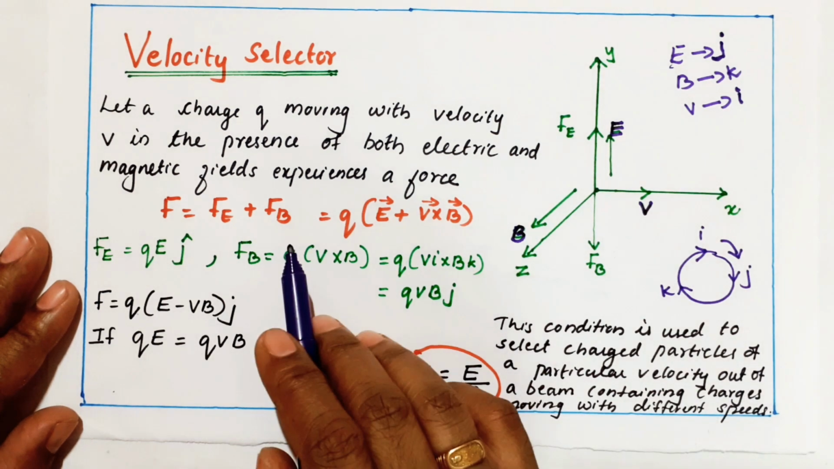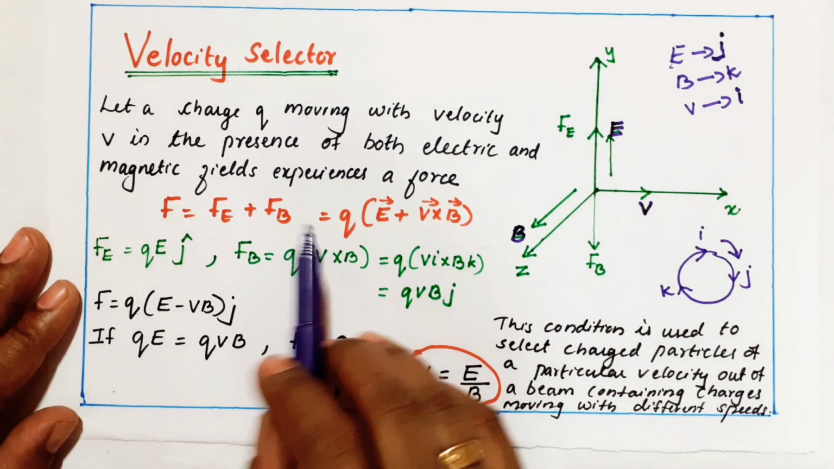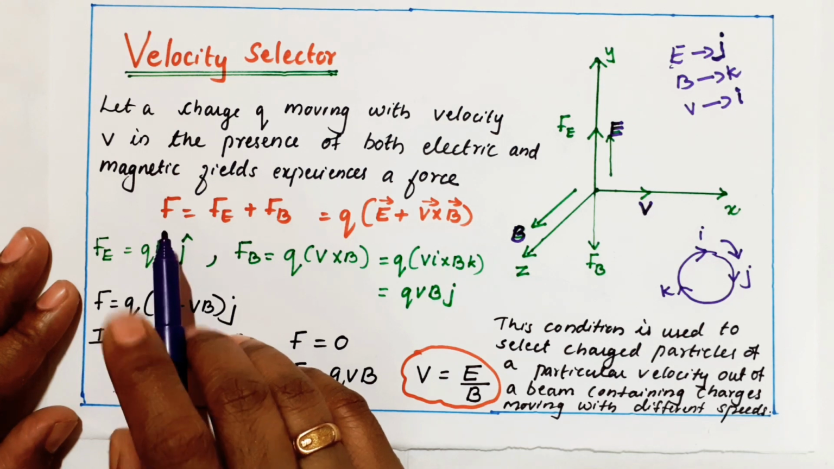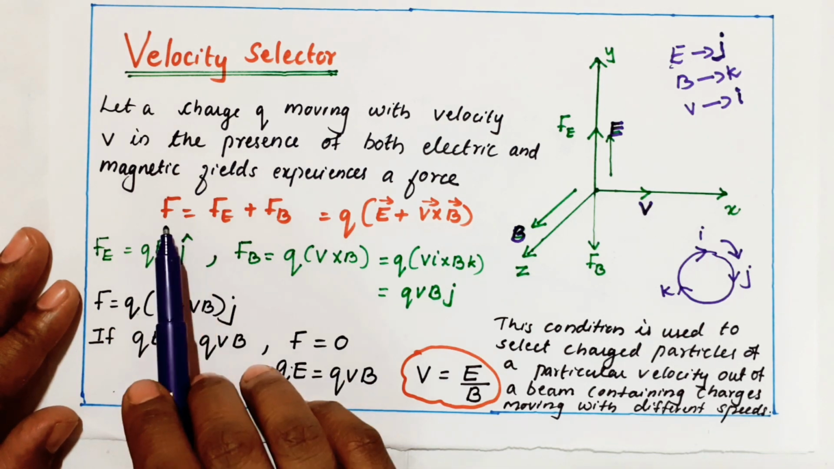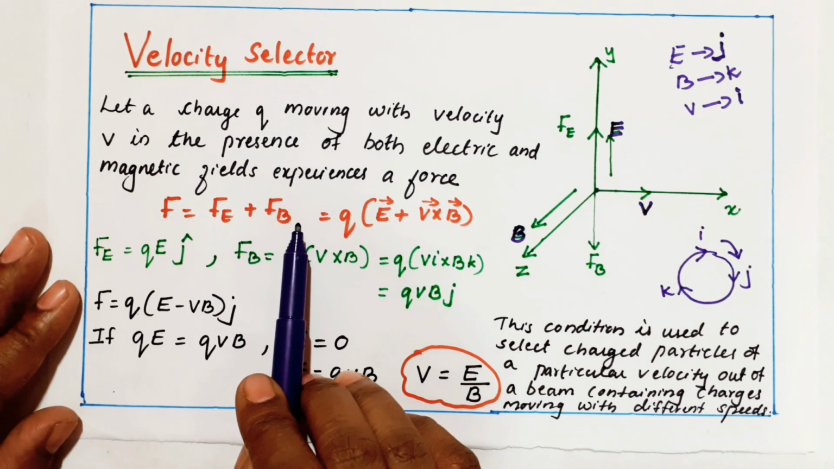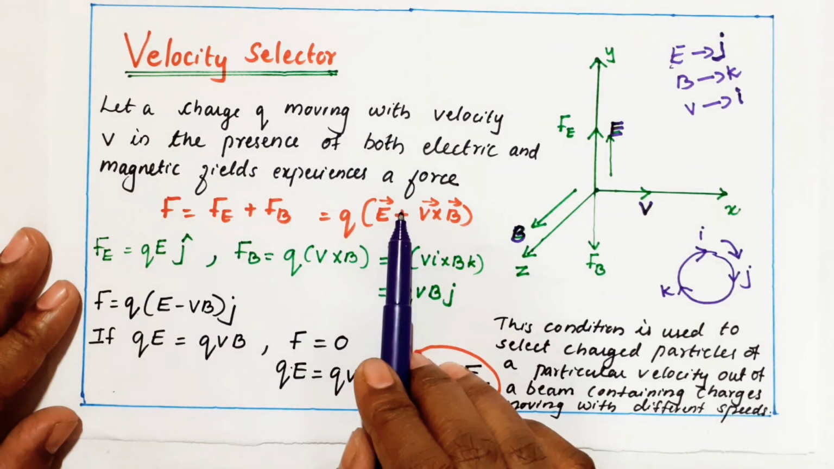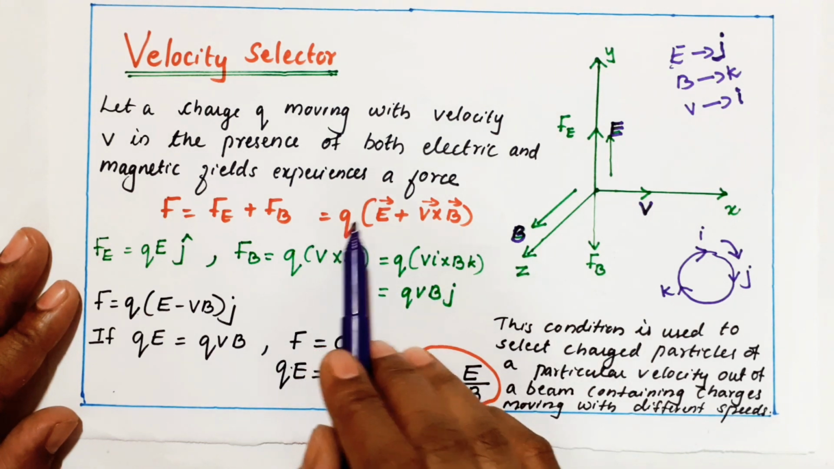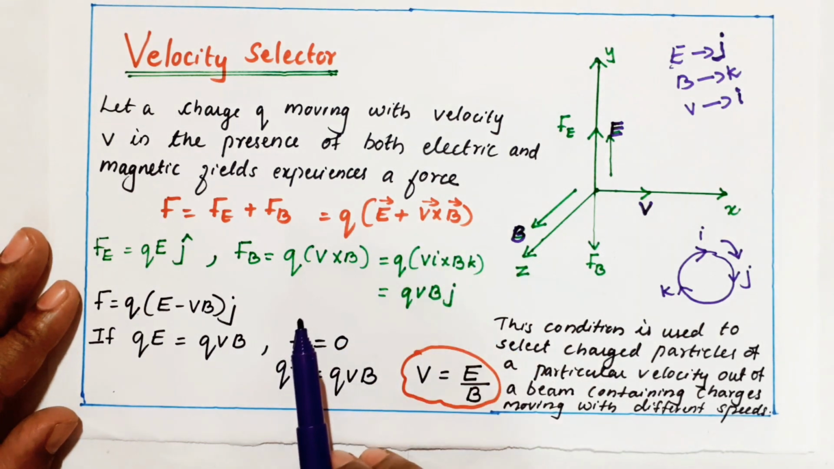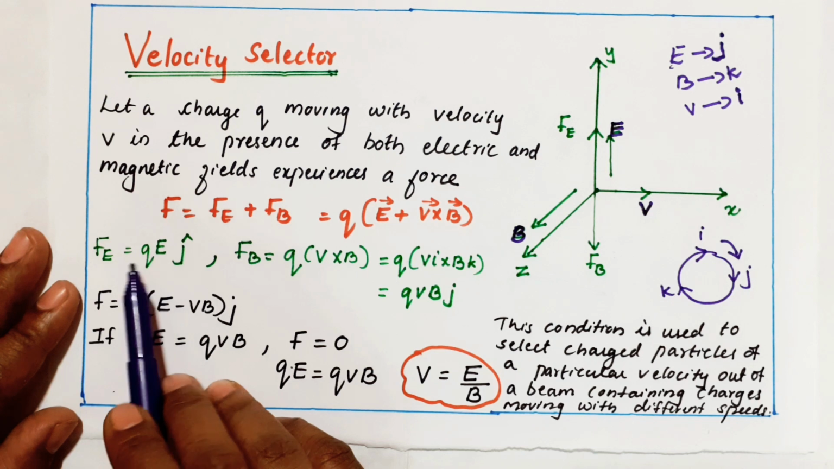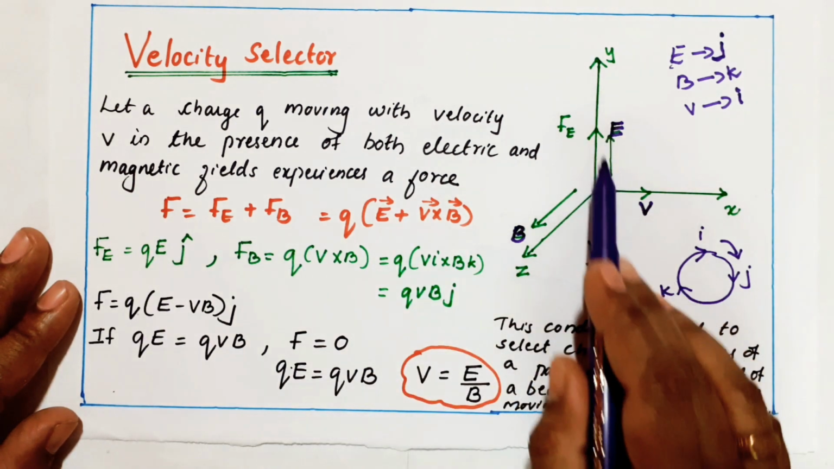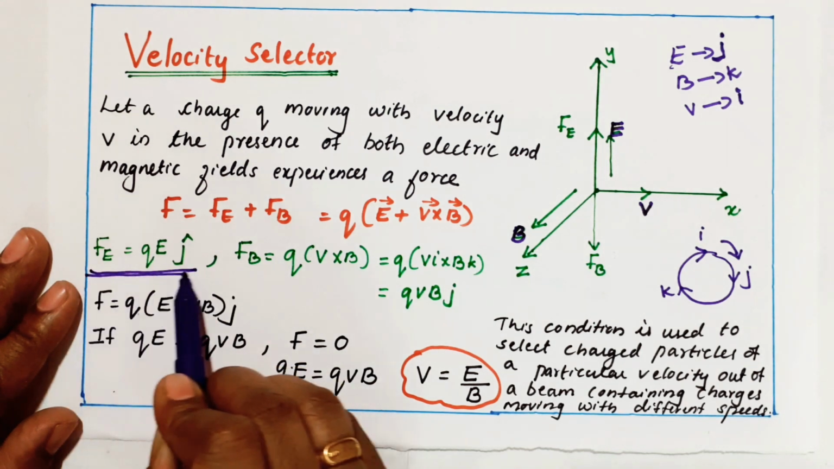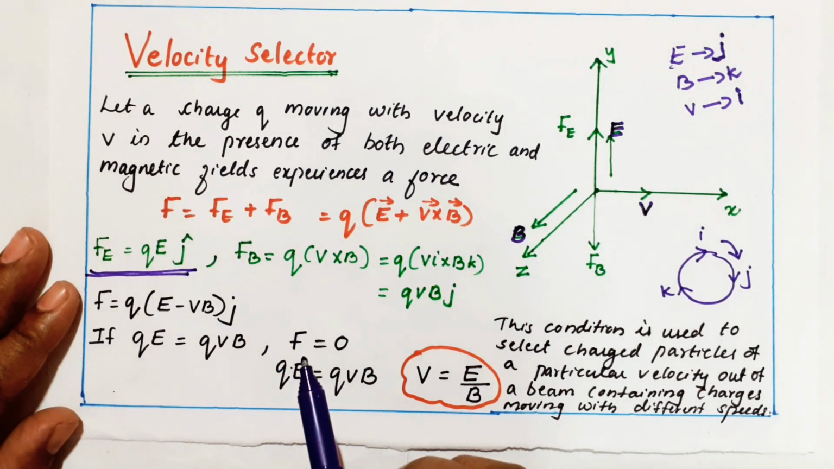Right. Now, in the last video I told you what is the total force exhibited by the charged particle in the presence of both electric and magnetic field. That is F electric plus F magnetic. F electric is qE. F magnetic is q into v cross B. So we should write q into E plus v cross B. F electric I can write as qE, and E is along the y-axis, that is j. So that's what I have written, F_E equals qE j.